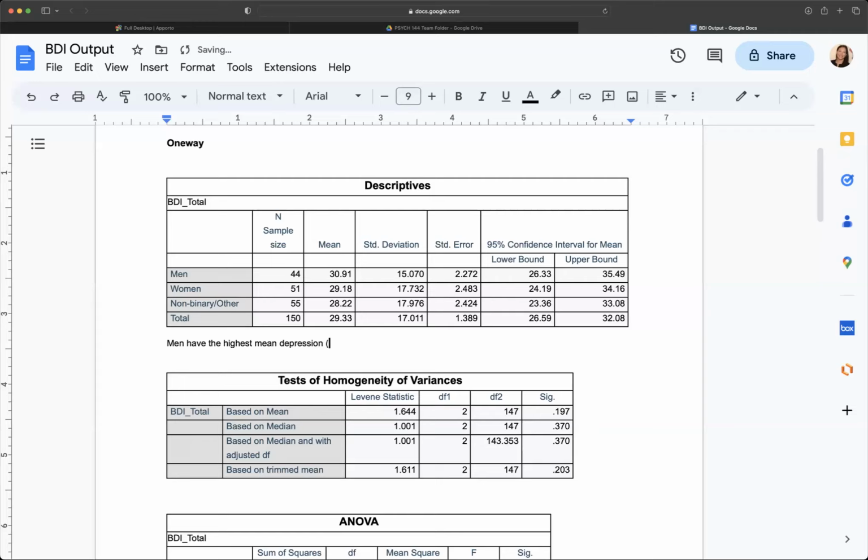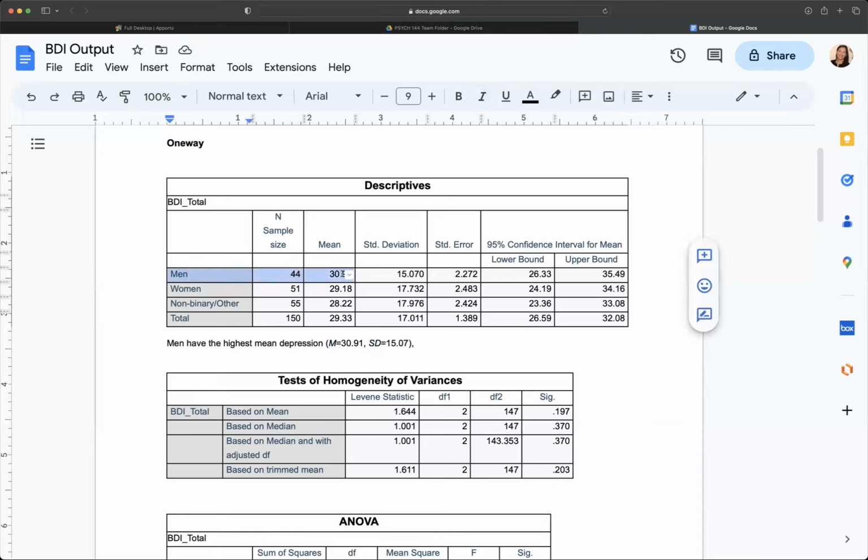And then I would put my mean equals, and then 30.91 comma standard deviation equals 15.07. So this, talking about the group and then saying what the mean and standard deviation are, and then I have these in italics, that's APA style.